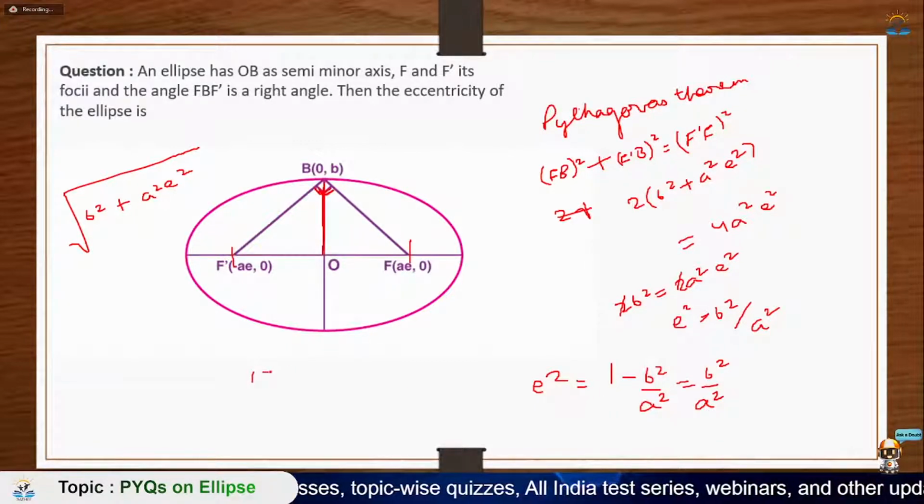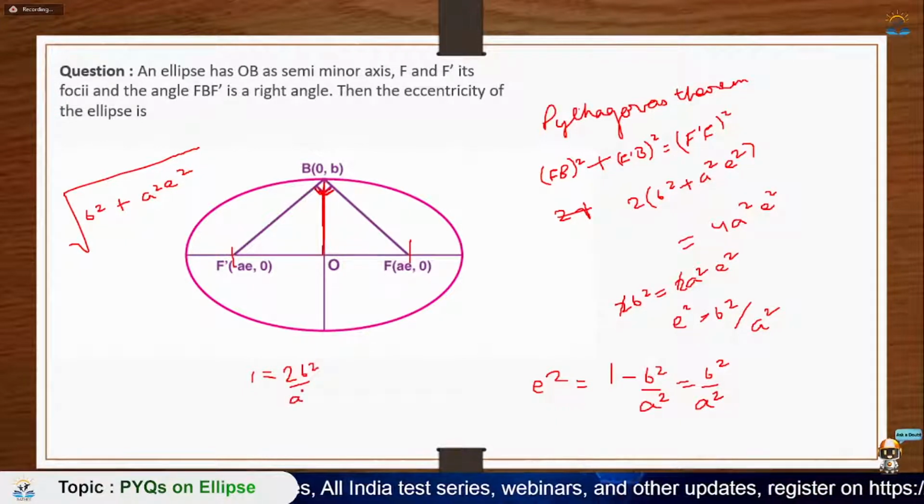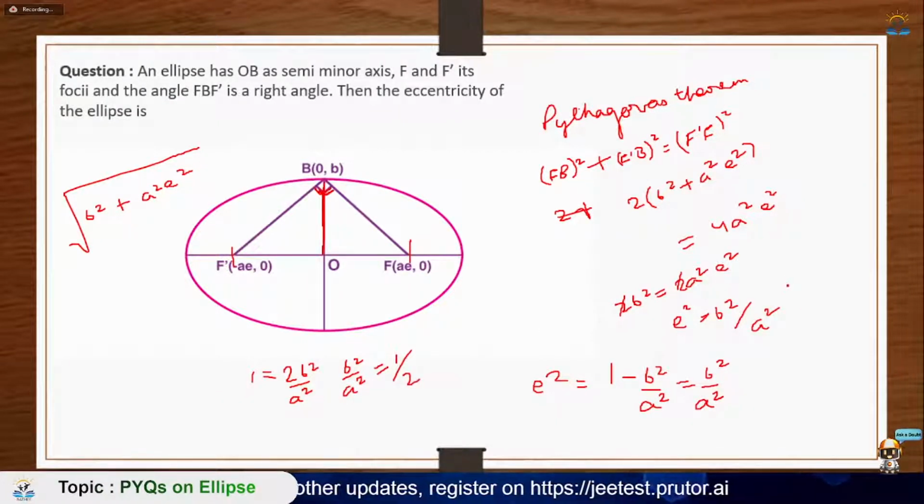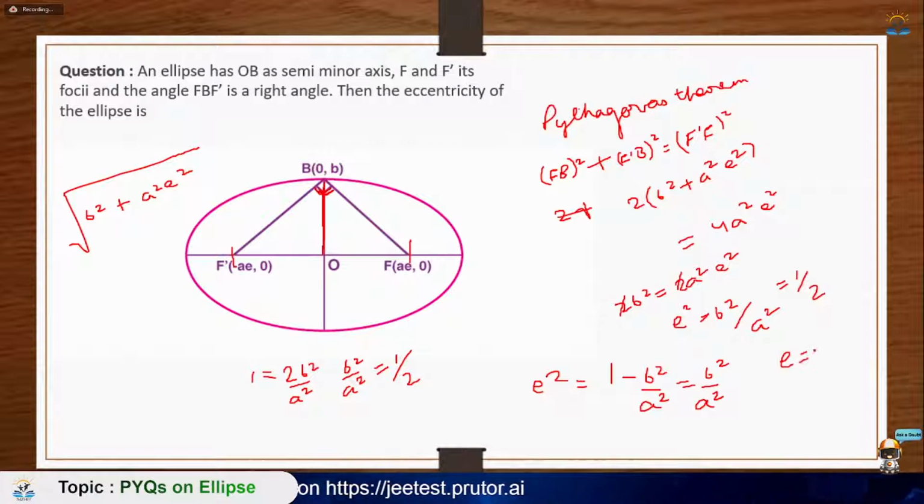You will get 1 is equal to 2 times b square upon a square, and from here b square upon a square is equal to 1 by 2, and that was equal to e square. So this thing is equal to how much? This thing is equal to 1 by 2. So from here you can simply write e equal to 1 by root 2, simple.